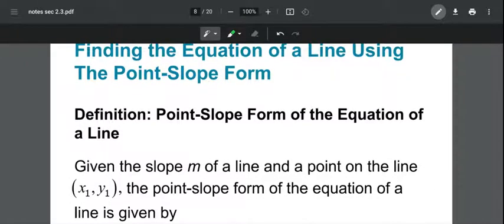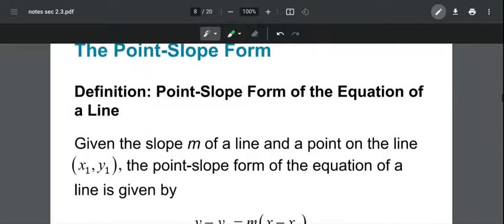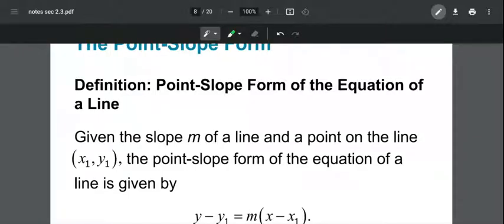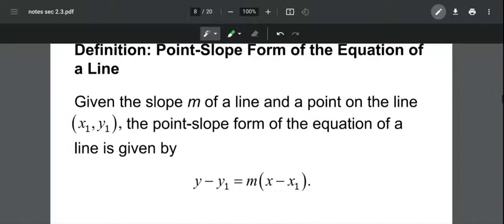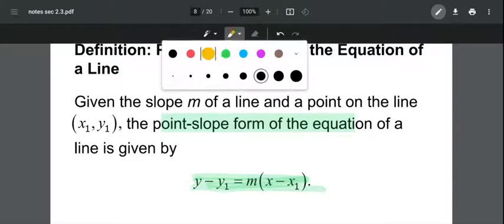Next objective, find the equation of the line using the point-slope form. So, the definition of the point-slope form and the equation of the line, you guys need to know that. So y minus y1 equals m times x minus x1. So this is the point-slope form, the equation of a straight line.